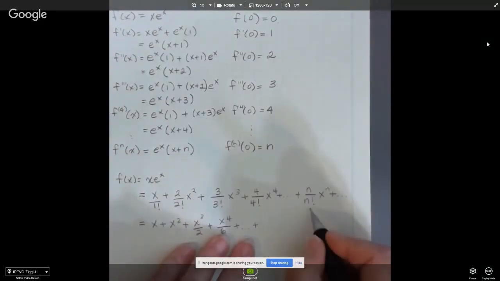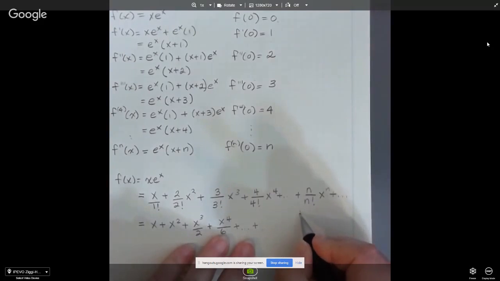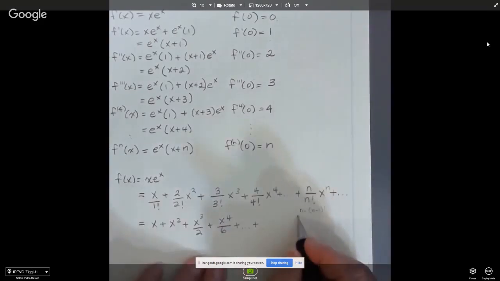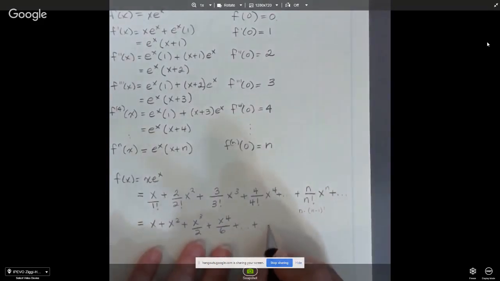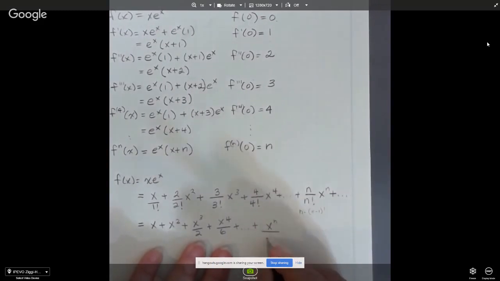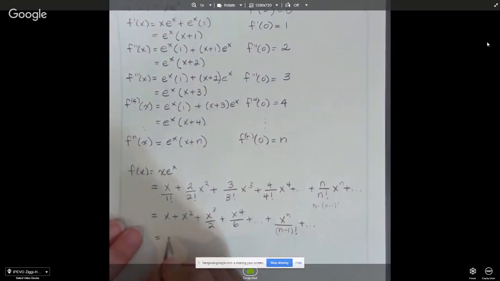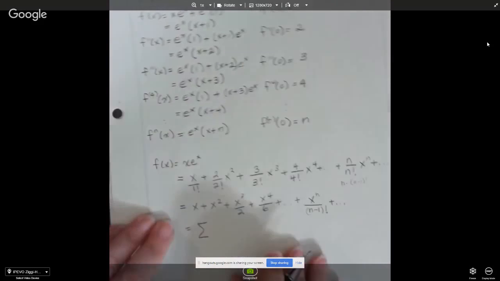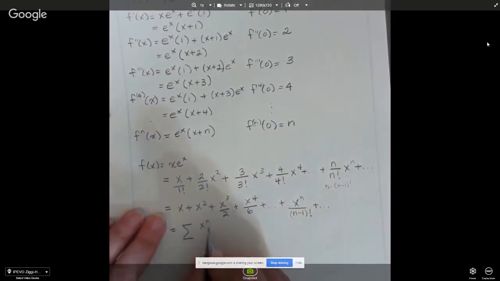Plus, now what happens here? The n factorial is really what in disguise? It's n times n minus 1, n minus 1 factorial, right? So we can cancel out the n's, and this is x to the n over n minus 1 factorial plus dot, dot, dot. So right here, I can put it in a summation formula and say the general formula is x to the n over n minus 1 factorial.